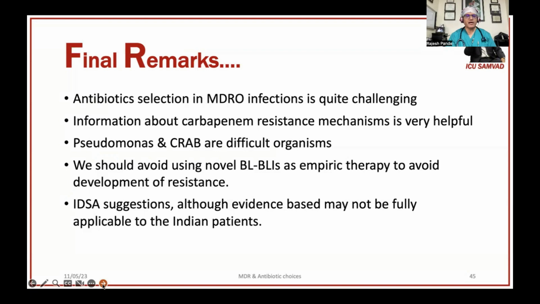And finally, IDSA suggestions, although they are evidence-based, may not be fully applicable to our Indian patients because of the different resistance patterns and the different kind of resistant infections that we have. So I think it is required that we monitor our hospital flora, publish it in the hospital, and then also look at the antibiogram and direct our therapy specifically, keeping the broad guidelines given by IDSA in mind, but they should be locally adapted as well.